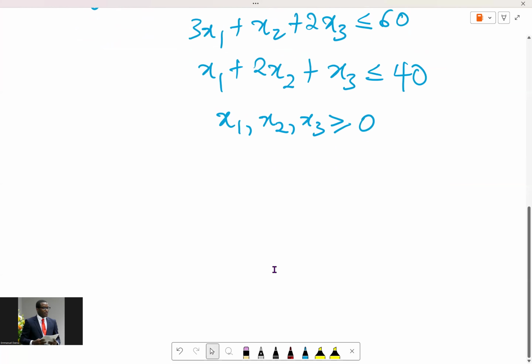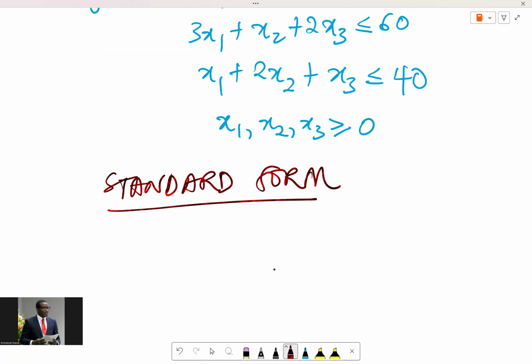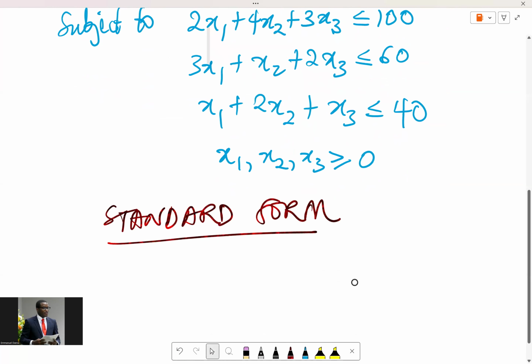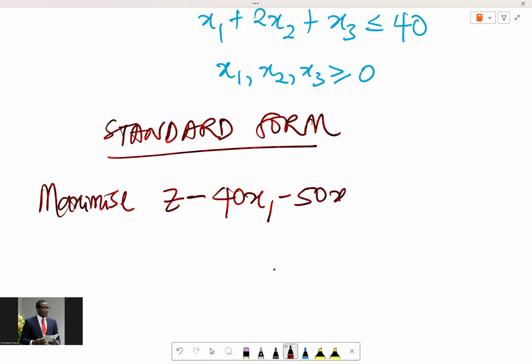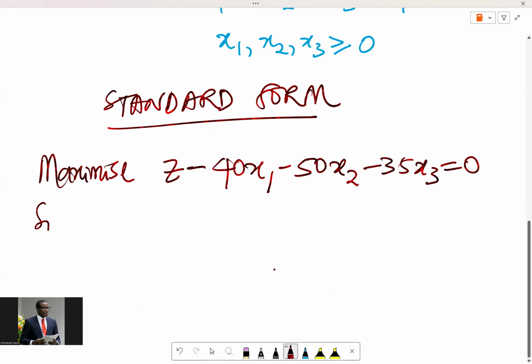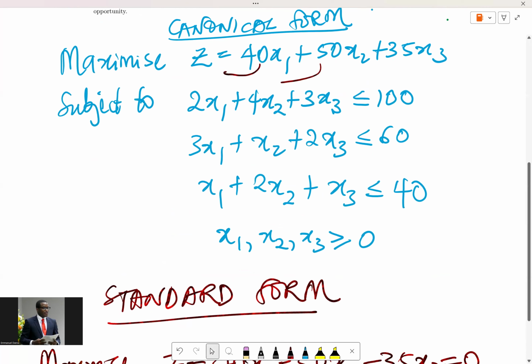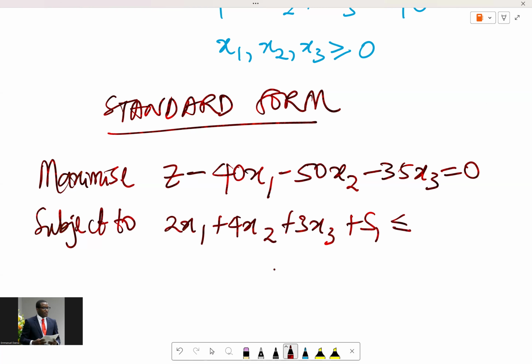Okay. So in standard form, we write maximize Z minus 40x1 minus 50x2 minus 35x3, all of that equals zero. So you transfer all these terms to the other side. Then, subject to, now we have all less than or equal to constraints, so we just need to add slack variables to all the three constraints. So we have 2x1 plus 4x2 plus 3x3 plus s1 less than or equal to 100.